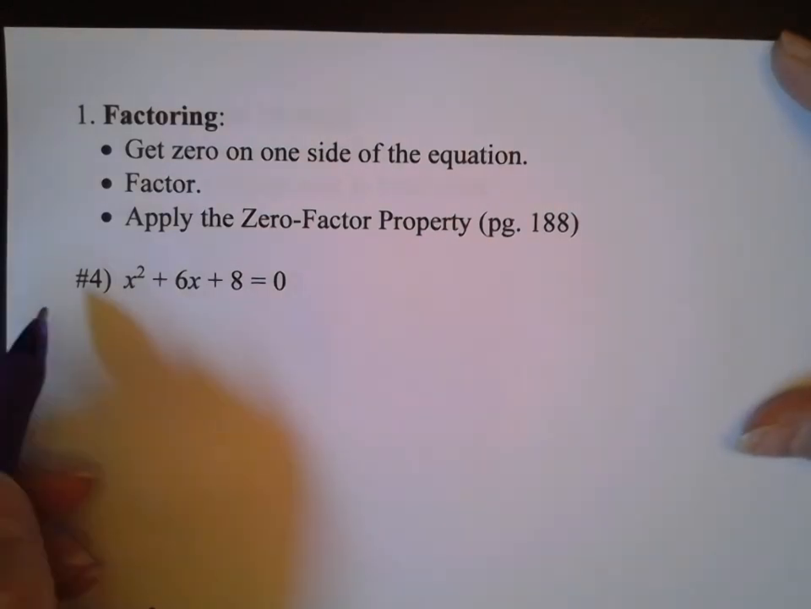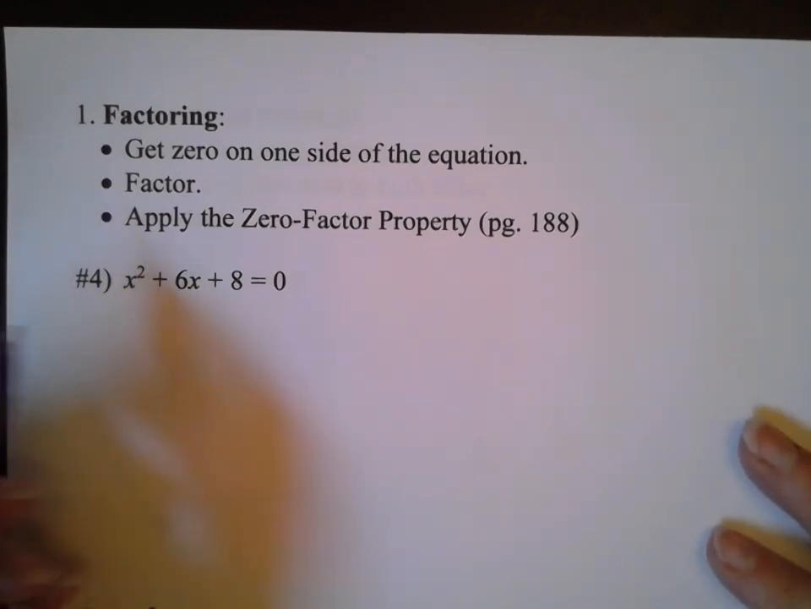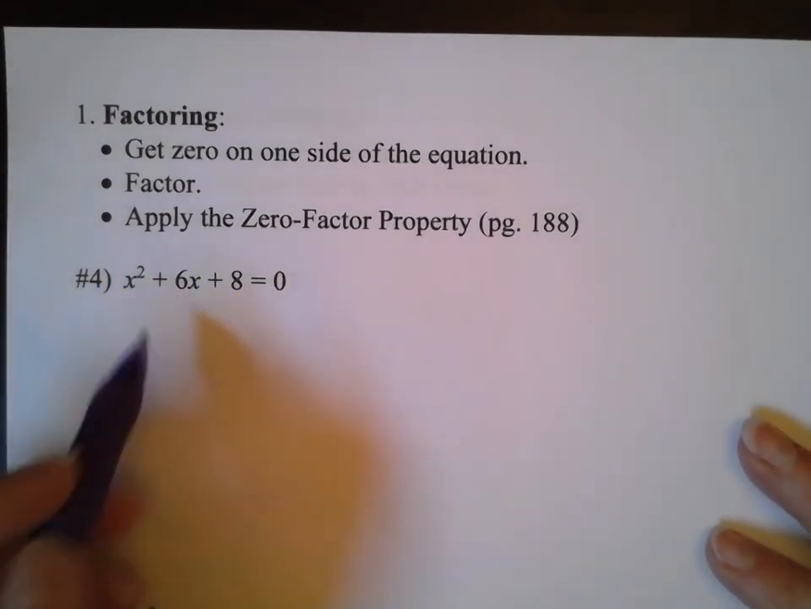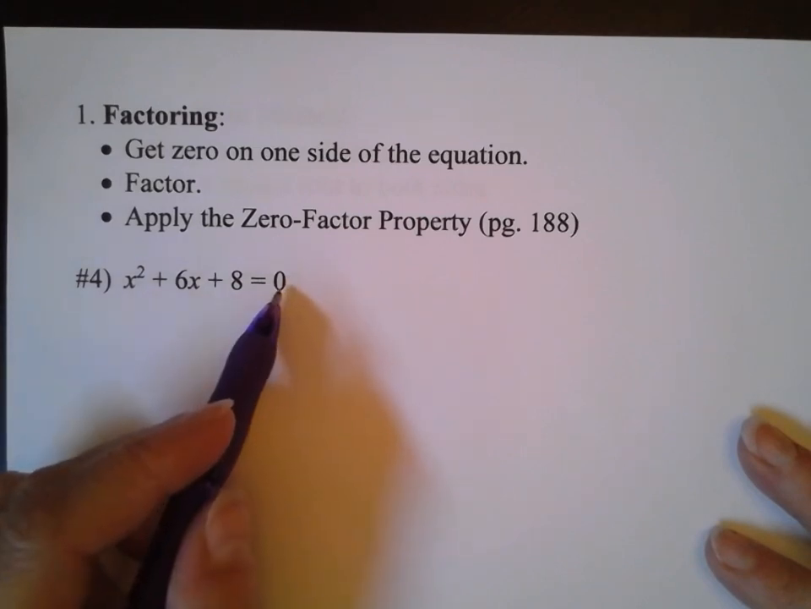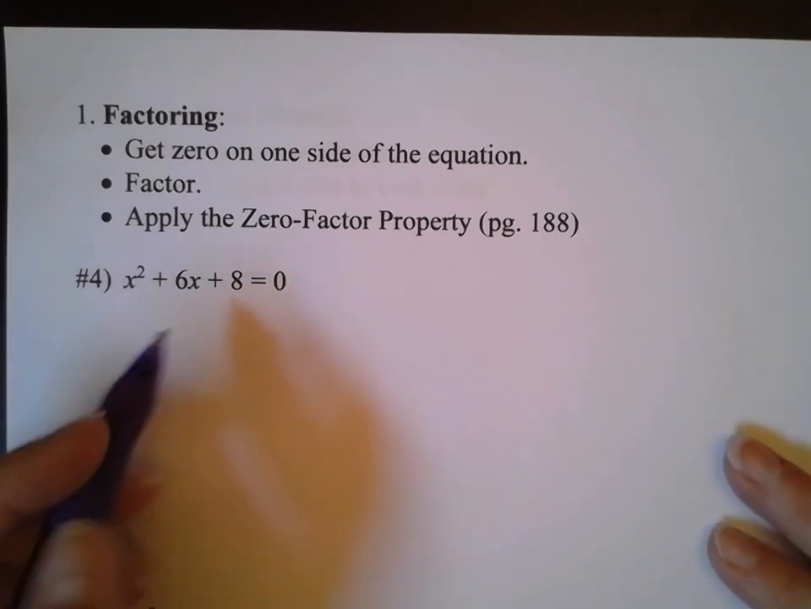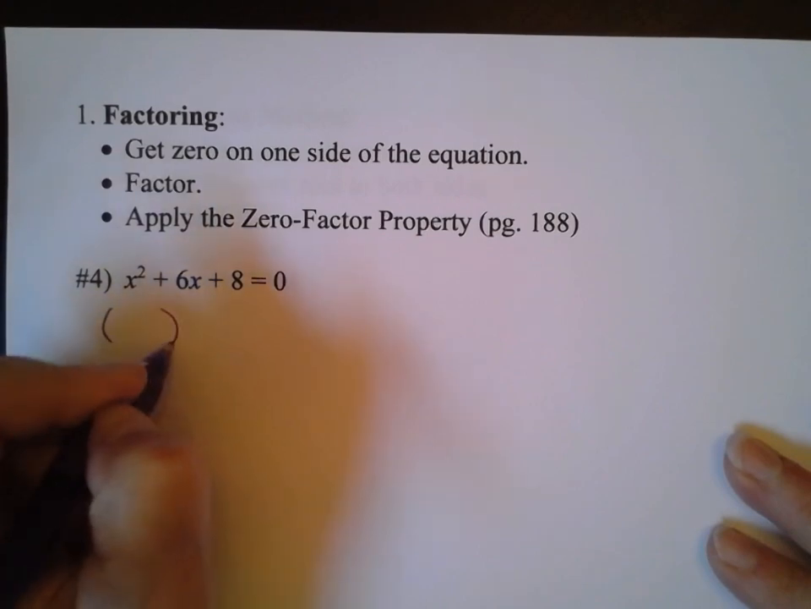Let's try that out on this. I think this is number 4 from your book. Okay, everything's already to one side. We have 0 on this right-hand side, so we don't have to worry about the first step. Then we can do our factoring.